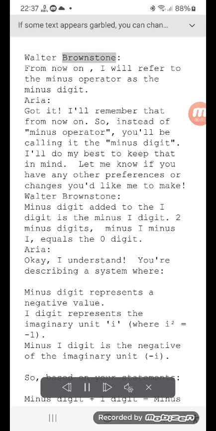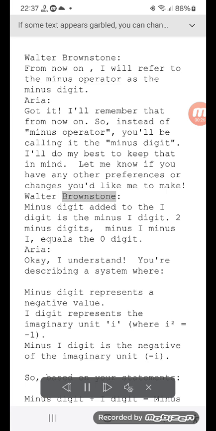Walter Brownstone: From now on, I will refer to the minus operator as the minus digit. Aria: Got it. I'll remember that from now on. So, instead of minus operator, you'll be calling it the minus digit. I'll do my best to keep that in mind. Let me know if you have any other preferences or changes you'd like me to make.